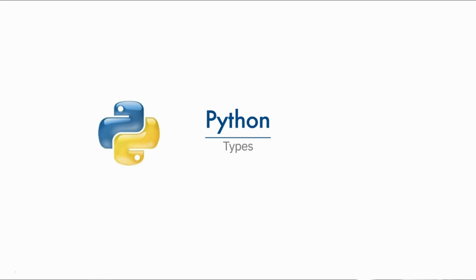A type is how Python represents different types of data. In this video, we will discuss some widely used types in Python. You can have different types in Python.